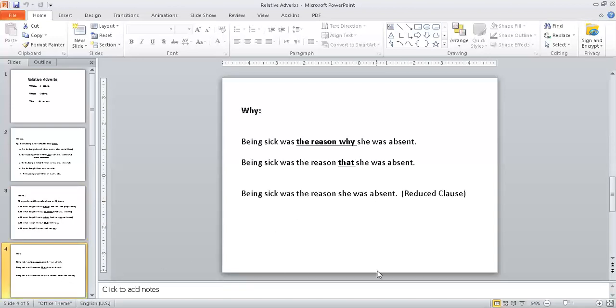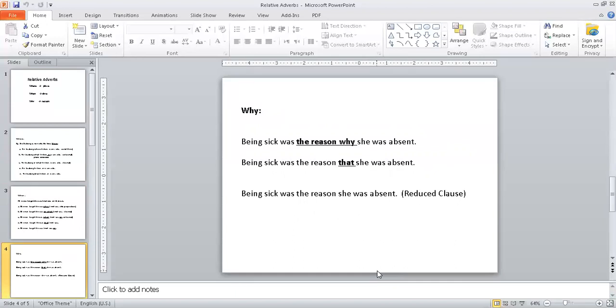Now, the relative adverb why. Why is used for reason, usually after the word reason. It can be replaced by that or can be omitted. Why can be omitted. For example, being sick was the reason why she was absent. We say the reason why.